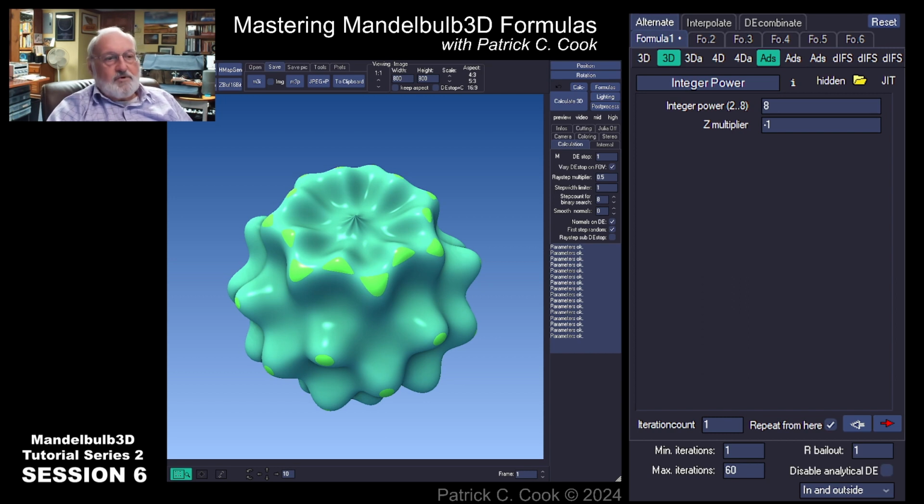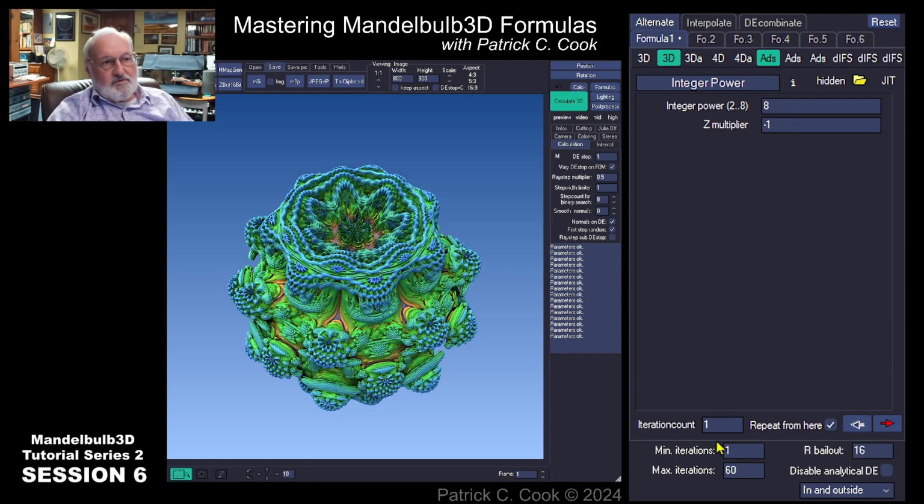All right. So let me go back to 16. Let's take a little extra time here. Calculate. And I want to do something else. I want to punch this iteration count up to, I don't know, what, 50? How about 50? Punch it. No difference. No difference. The reason is because 50 iterations was not necessary to create that Mandelbulb fractal object, and therefore you're not going to get 50 iterations. It's going to stop when it hits the R bailout.